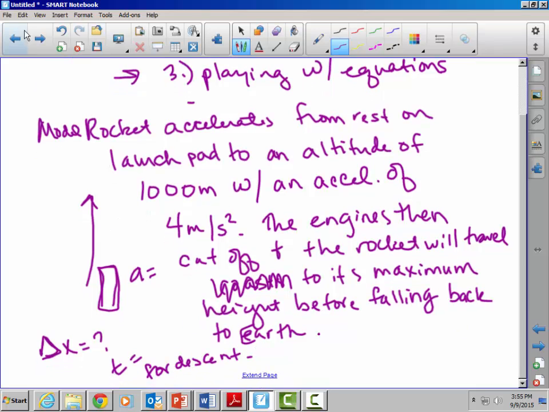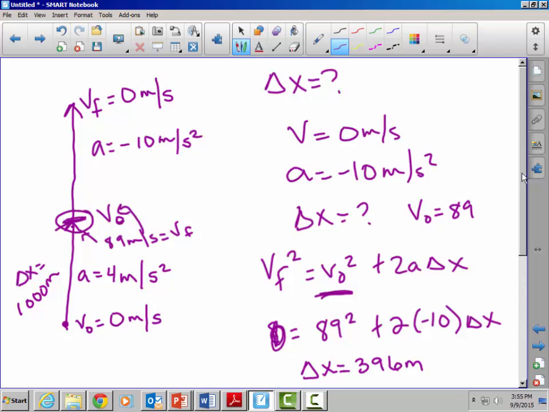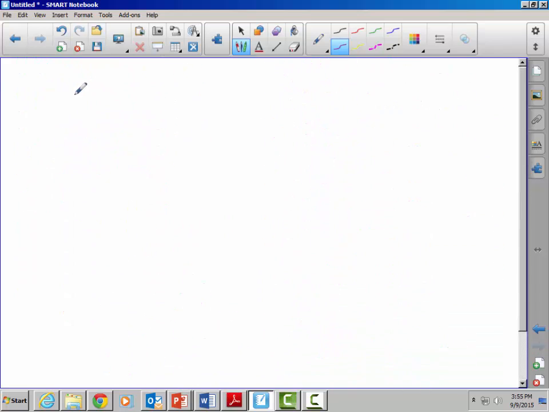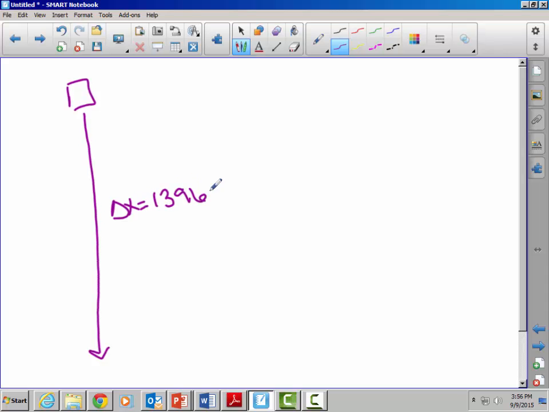All right, so the next part asks, what is the time for the rocket's descent? So we got the way up, so let's talk about what's going on the way back down. So here's the rocket at the top. Now it's going to fall all the way back down to Earth. So now we know that the change in x, or the displacement, is 1,396. Since it's falling, its acceleration is negative 10 the whole time. Its initial velocity up here at the top should be 0, because it went all the way up to the top, and now it's going to fall all the way back down to the bottom and gain more and more speed. And we want to know the time.